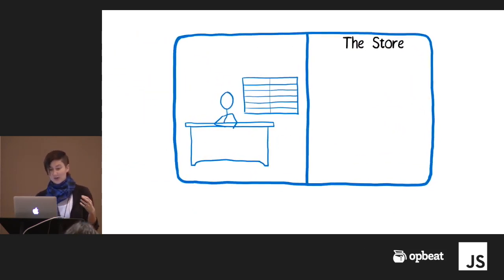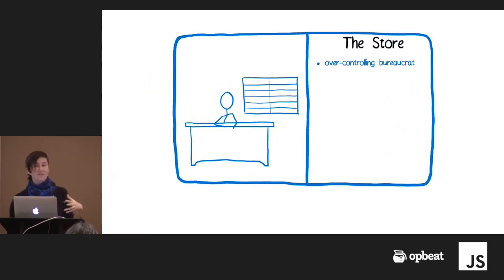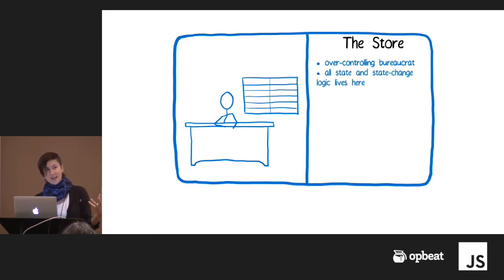So now we get to the store. I think of the store as an over-controlling bureaucrat. All state and state logic live on the store. And there are no setters. There's no way to get in and change the data in the store except for this action pipeline. So I think of it as, the store is basically saying, no, you're not going to touch this data. Only I can touch this data. And if you want me to make any changes to it, you're going to have to go through the official channels. You're going to have to go through the action pipeline.